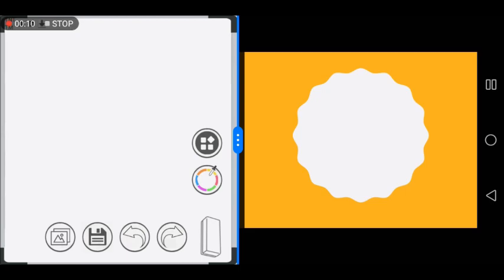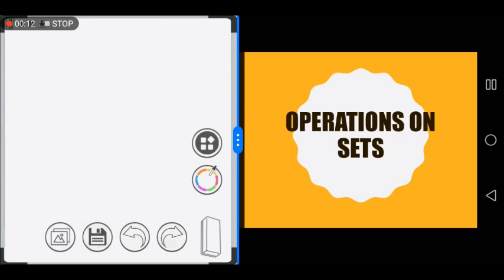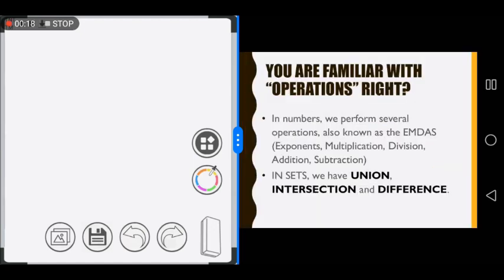So for today, we will be talking about the operations on sets. Okay, so when we say operations, it's similar with the operations that we do with numbers. Meron tayong multiplication, division, addition, and subtraction. Also, we have the exponents when we're talking about numbers. But in sets, we have what we call union, intersection, and difference.